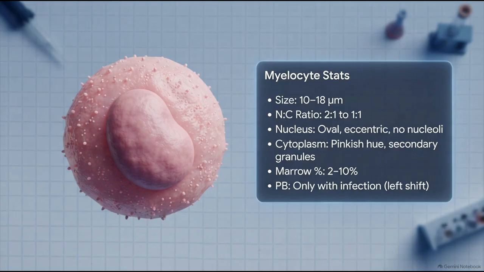Next up is the myelocyte, sizing in at 10 to 18 micrometers. This is actually a major milestone. It's the very first cell you can definitively identify by its lineage. For example, a neutrophilic myelocyte. Why? Because of the arrival of specific secondary granules containing alkaline phosphatase. The N to C ratio drops to 2:1 or even 1:1. The nucleus gets a bit oval and eccentric, the nucleoli fade away, and the cytoplasm takes on this pinkish hue. It accounts for 2 to 10% of the marrow and only ever shows up in peripheral blood during an infection, which triggers that classic left shift.